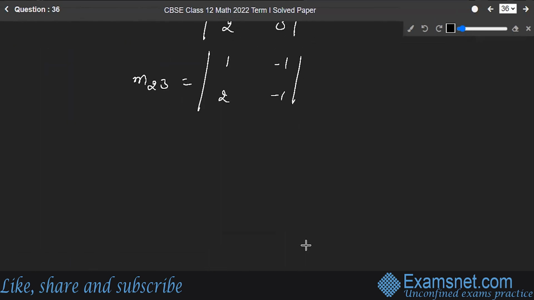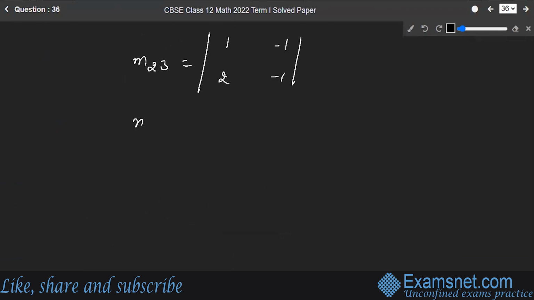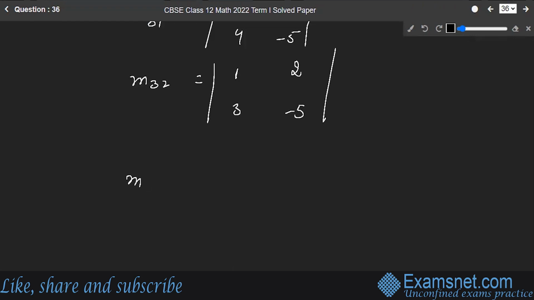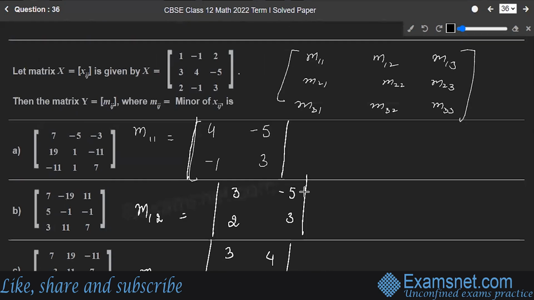And M31. This is minus 1, 2, 4 minus 5. M32 is 1, 2, 3 minus 5, 3, 3, 1, minus 1, 3, and 4. Let's find out the determinants now for all of them.